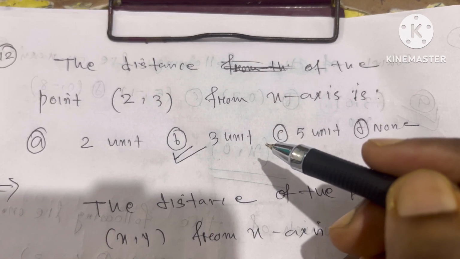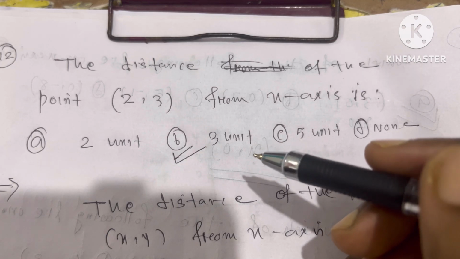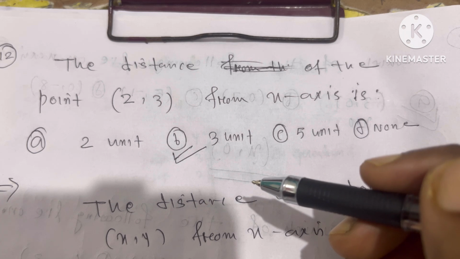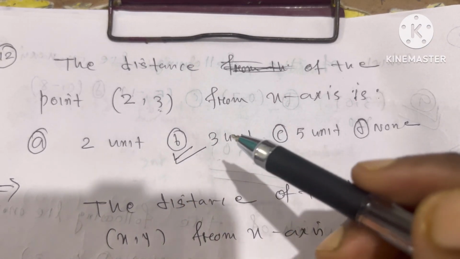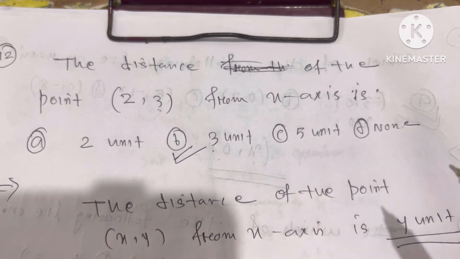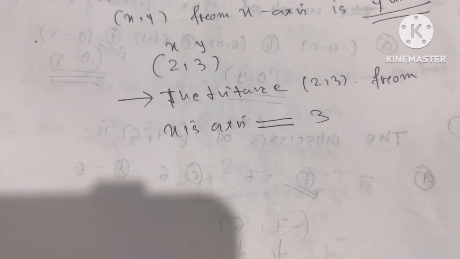How will you find the distance of a point from the x-axis? You will write down only the y value. Distance of 2, 3 from the x-axis means you write the value of y. The y value is 3, isn't it? That's why the distance of this point from the x-axis is 3 unit. Okay, so understand, I think.